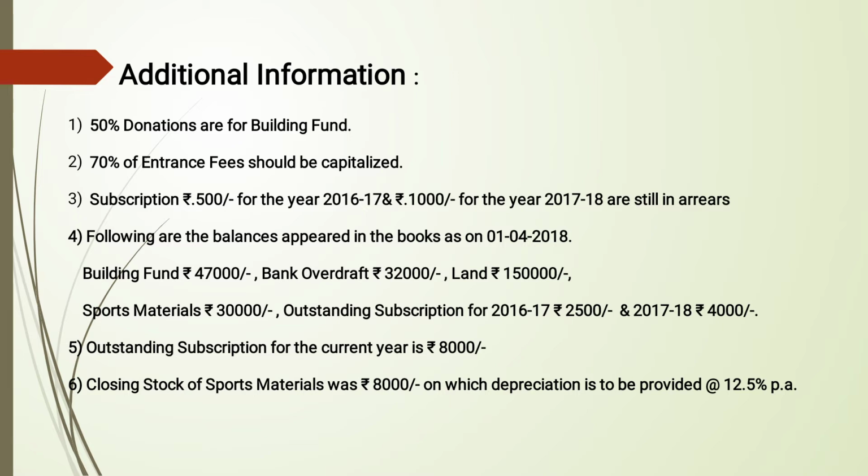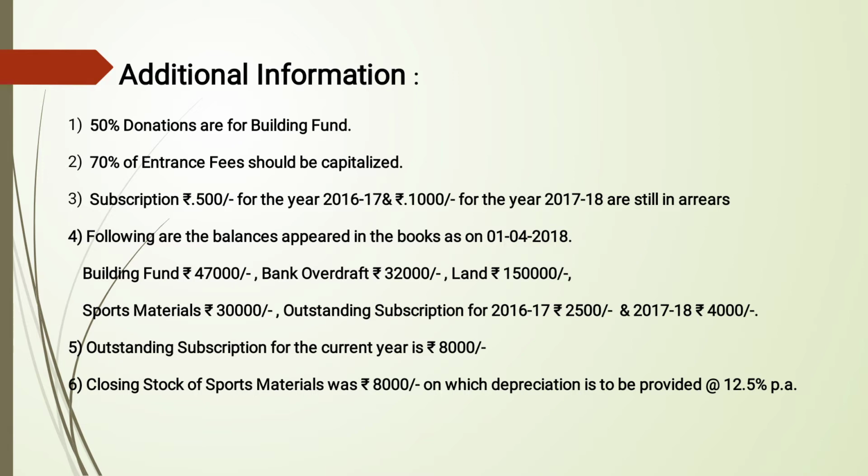See, what is the first adjustment? 50% donations are for building fund. See, donation item is mentioned in the receipt side, so write there with pencil adjustment number 1. Second, 70% of entrance fees should be capitalized. Again, entrance fees item is shown in the receipt side, so write there number 2.